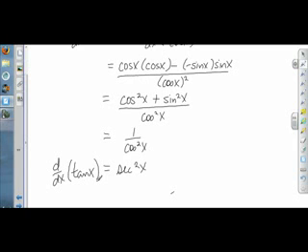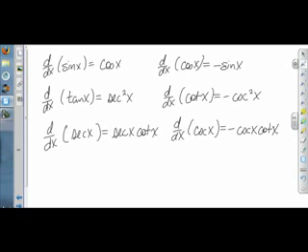Now the other 3 derivatives for cotangent, secant, and cosecant are left for you to derive. They are part of the homework assignment in your textbook that I've assigned. But I do want to say, here are your derivatives for all 6 trig functions. You have to know them. You just have to memorize them.